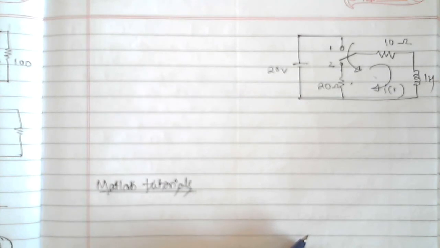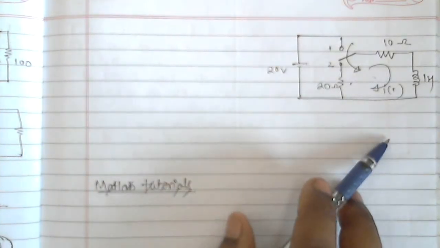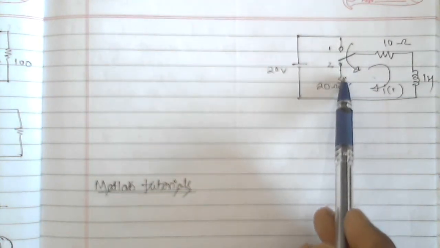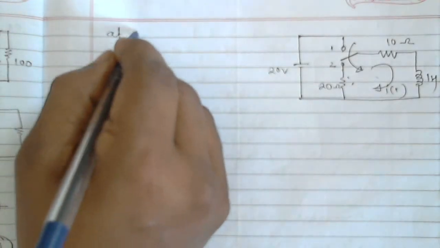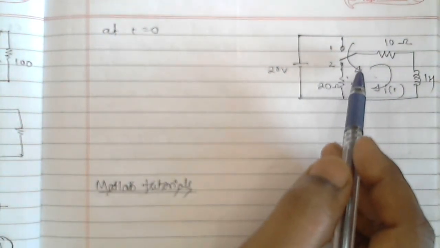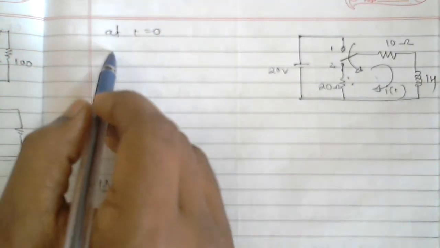Okay, so what is asked? The question is, in the network shown, the switch is changed from position 1 to position 2 at t equal to 0. At t equal to 0, it is changed from 1 to 2. Steady condition having been reached before switching. Important point.